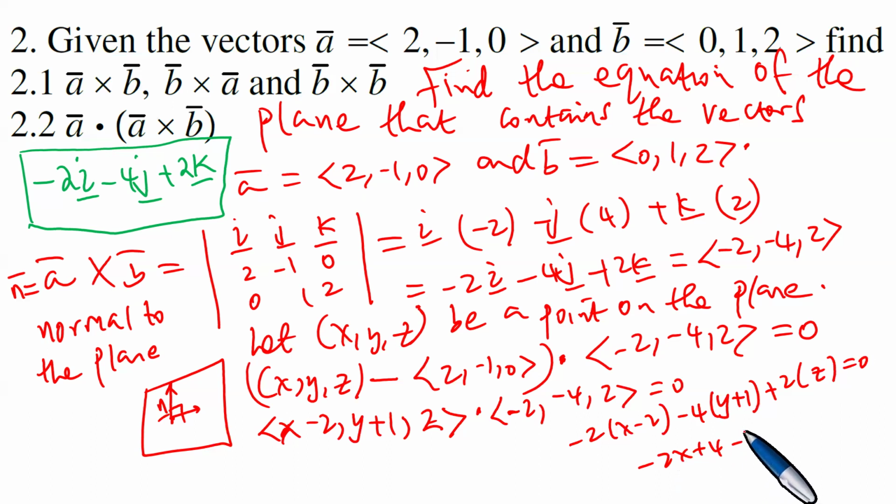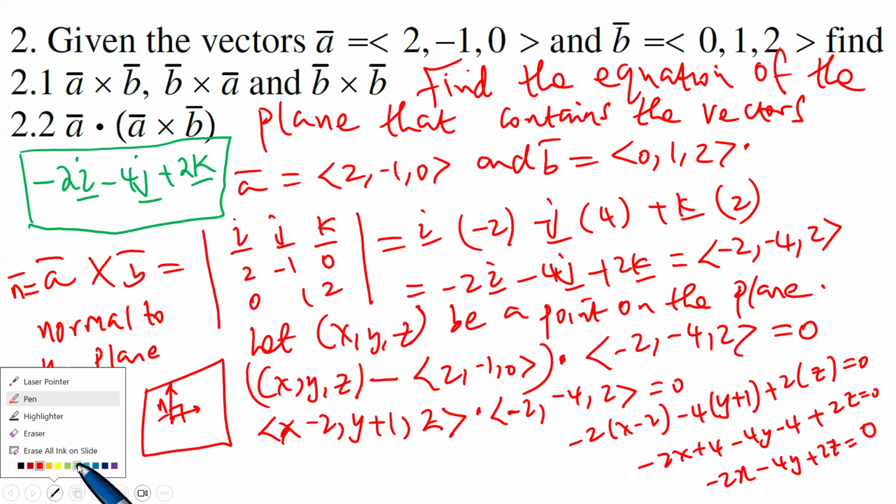So we get minus 2x plus 4, minus 4y minus 4, plus 2z equals 0. Okay, so we get this equation, and this equation is minus 2x minus 4y plus 2z equals 0. So we have exactly this here, which is minus 2x minus 4y plus 2z.